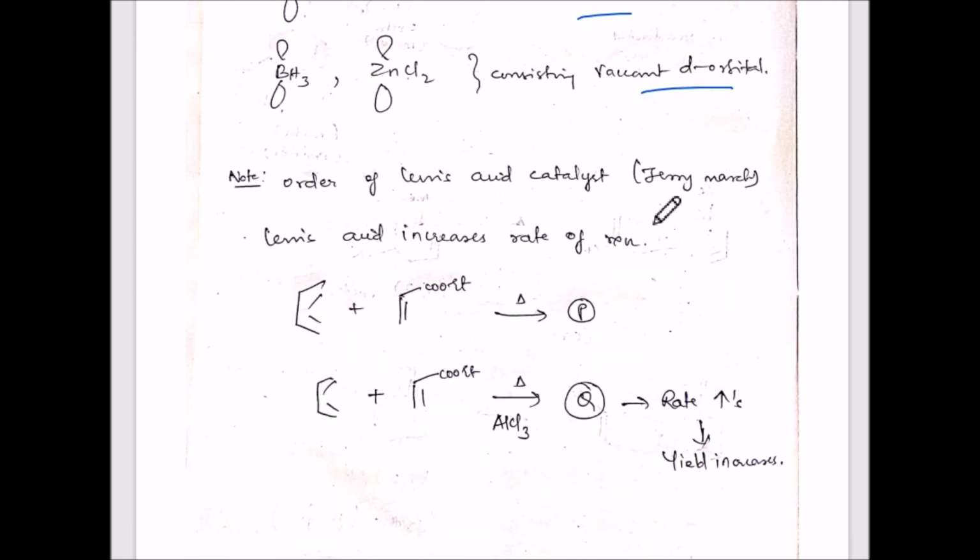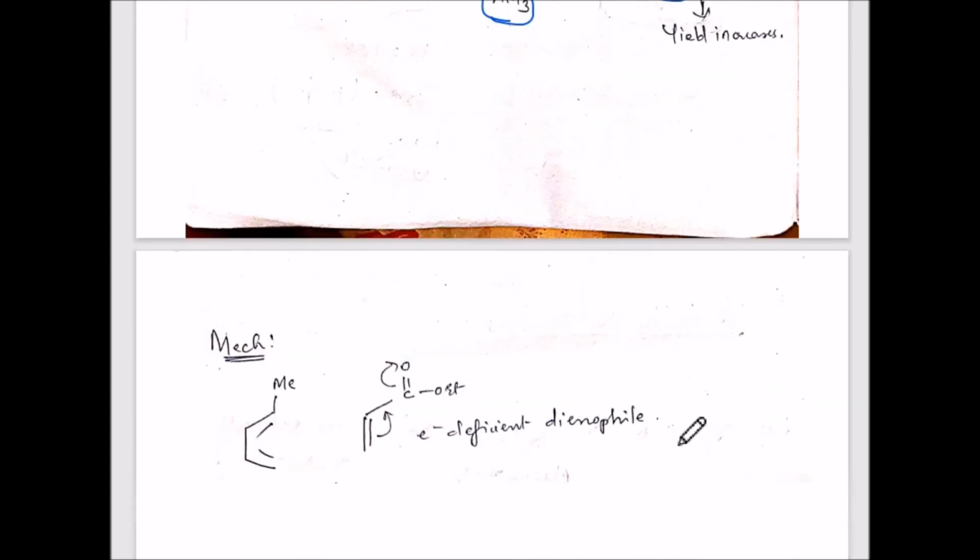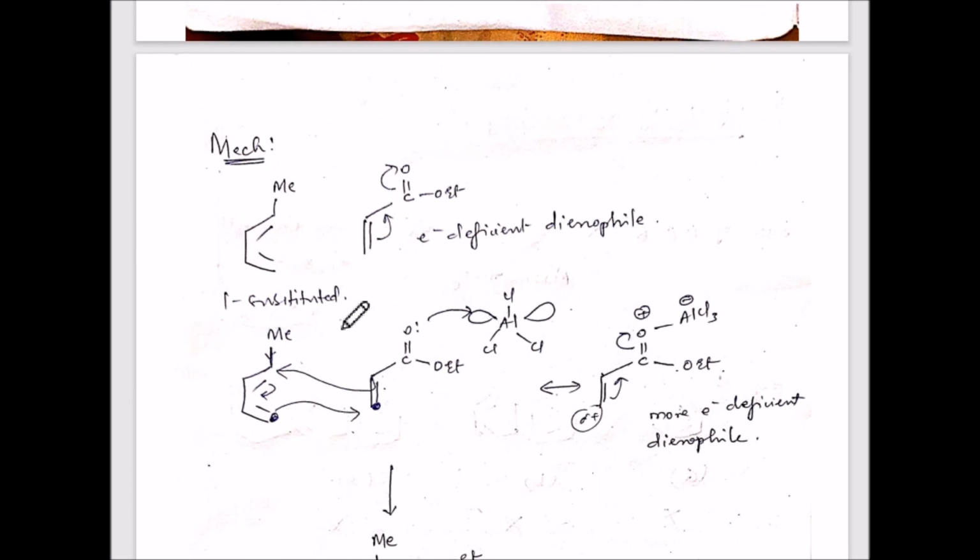I am explaining with an example. This was taken from Jerry March. Here you have the diene and dienophile with COOEt; I just react it and I get a product. And here you see the diene and dienophile, but there was no reagent, whereas here I add a catalyst, AlCl3, and the rate of the reaction increases. The rate of the reaction is increasing and the yield is also increasing. How? You can understand it with the mechanism.